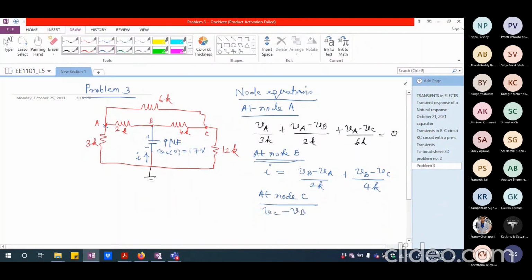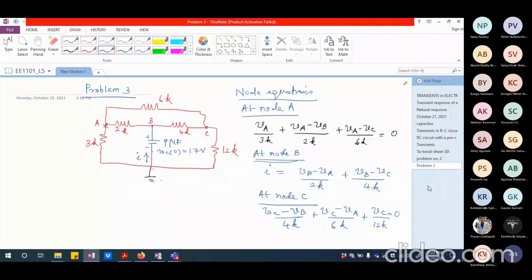VB by 4K. Great. Yes. VC plus, minus, plus VC minus VA by 6K. Plus VC minus VA by 3K. Can we write that? No, sorry, by 12K. So VC by 12K. This is ground. This is my reference node, equal to 0.